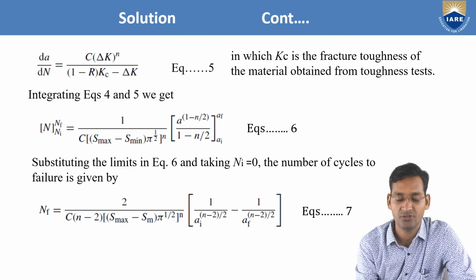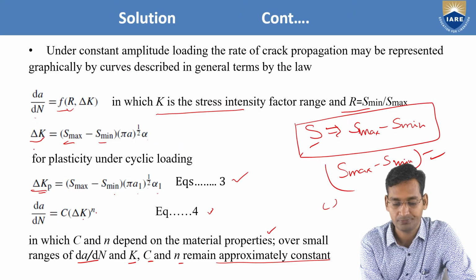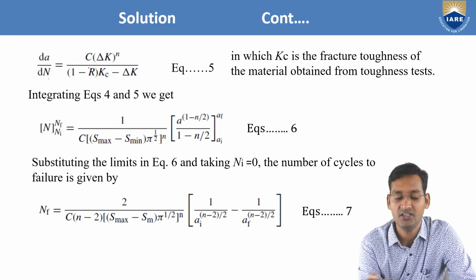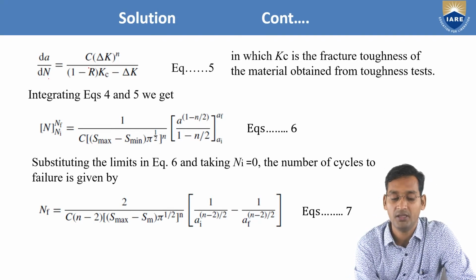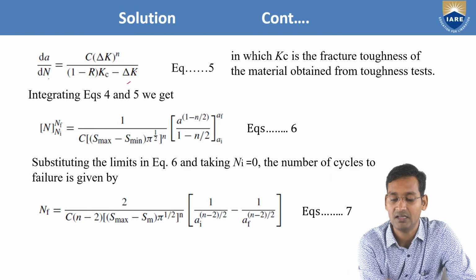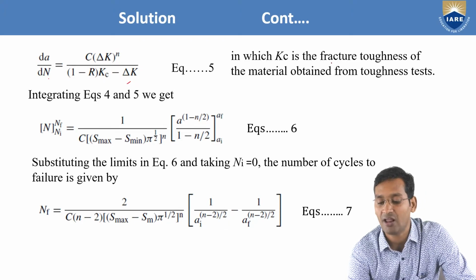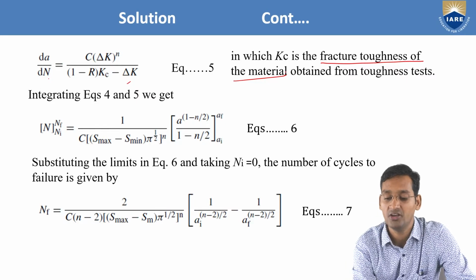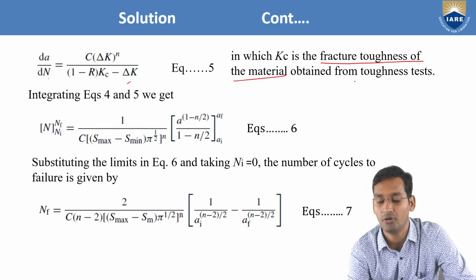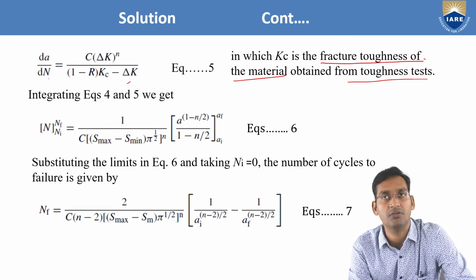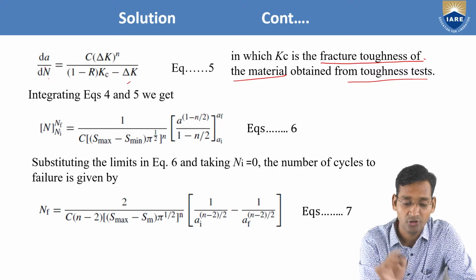So now just from the previous formula here, right? dA by dN is C delta K power N divided by 1 minus R of Kc minus delta K. Now here Kc is the fracture toughness of the material. What is Kc? Fracture toughness of the material obtained from the toughness test. So again, if this is required, then it will be given in the numerical, or else we have to consider it as 1.